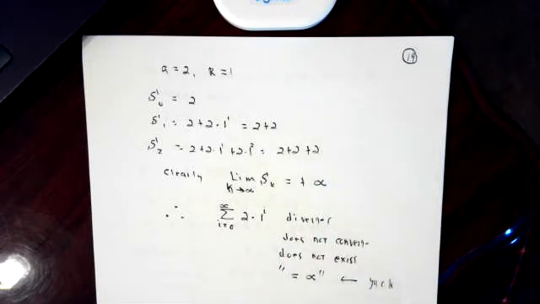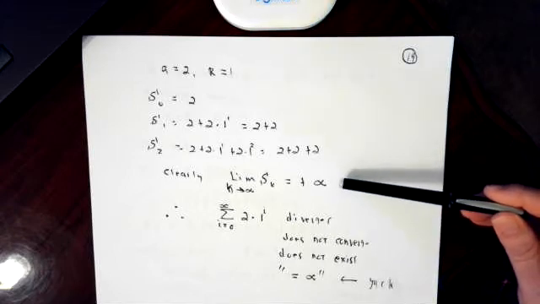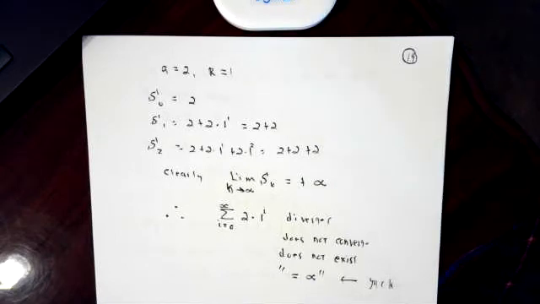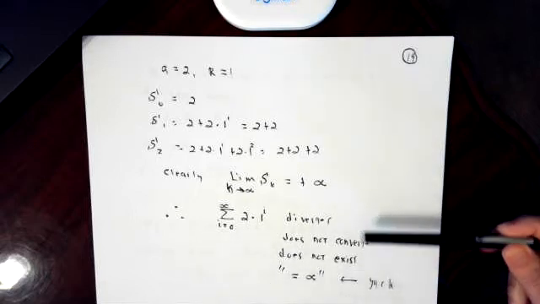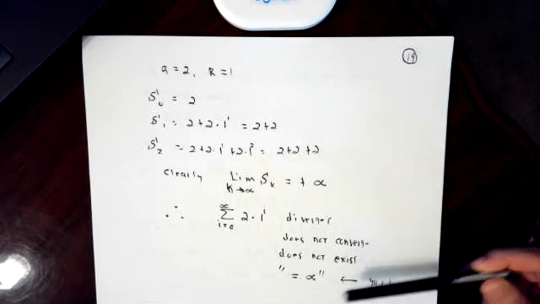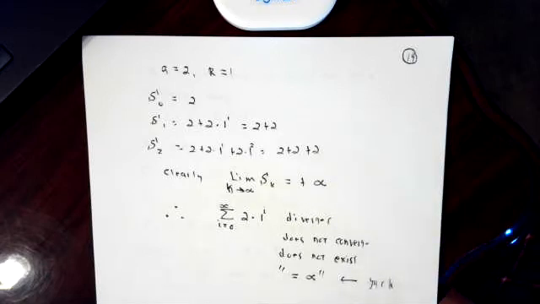And I think it's pretty obvious that as you continue doing this, the partial sums will become as big as you would care to make them. So most people would just write that the limit is plus infinity. Or if you want to be picky about it, this infinite series diverges, does not converge, does not exist. That is to say, it equals plus infinity. Usual comment.